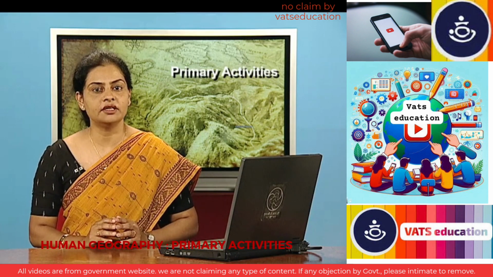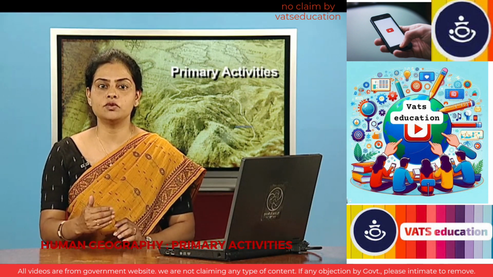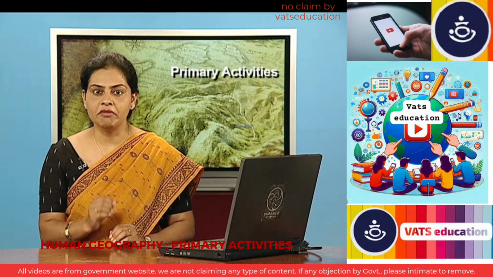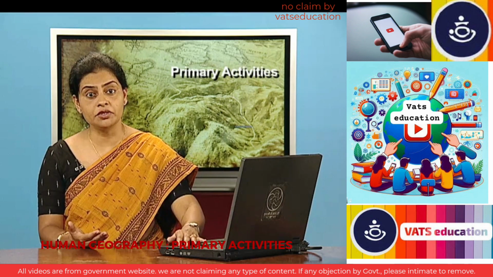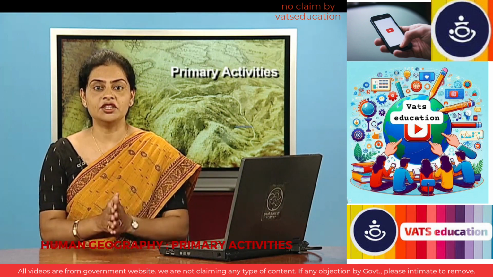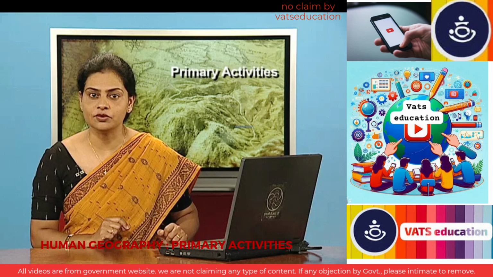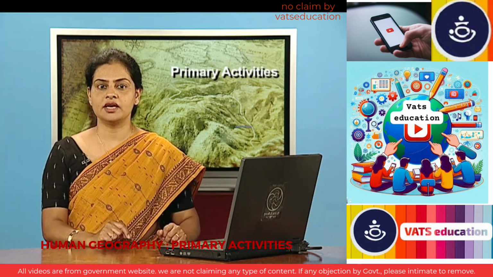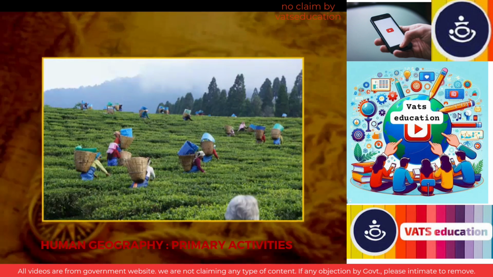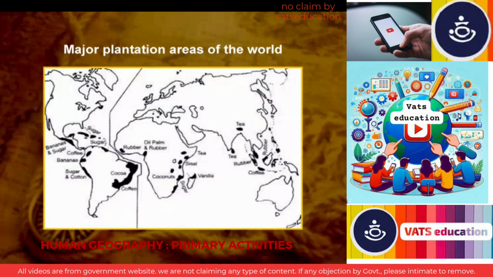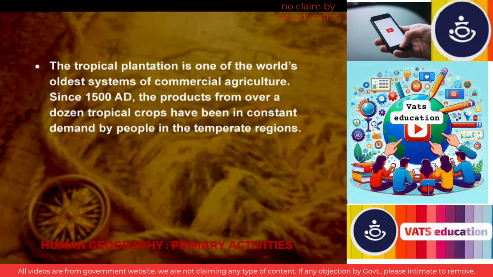The Europeans colonized many parts of the world and they introduced plantation agriculture, which was mainly a profit-oriented, large-scale production system. So let us learn about plantation agriculture now. Plantation agriculture is an important form of land use in the tropics, and in many countries, the area under plantation crops has expanded rapidly in the past decades. Here we see a picture of a tea estate and the regions on the world map where plantation agriculture is practiced. The tropical plantation is one of the world's oldest systems of commercial agriculture.